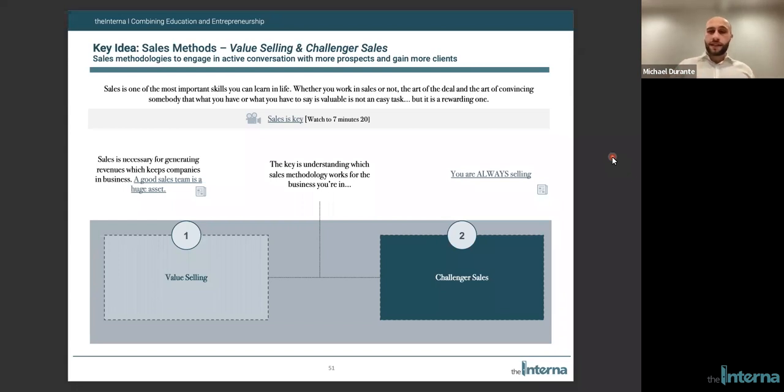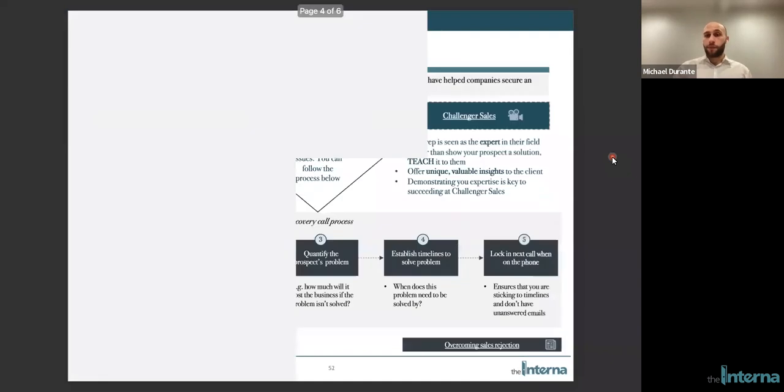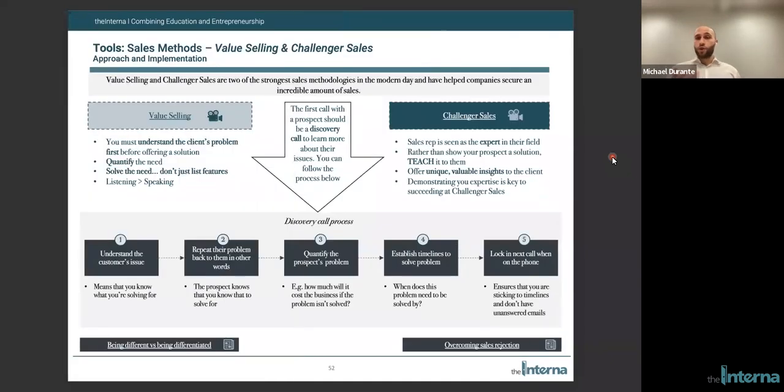One of them is called value selling, and the other one is called challenger sales. And we'll take each of them in turn. And hopefully one of them will apply to your business in the way that your business idea works.